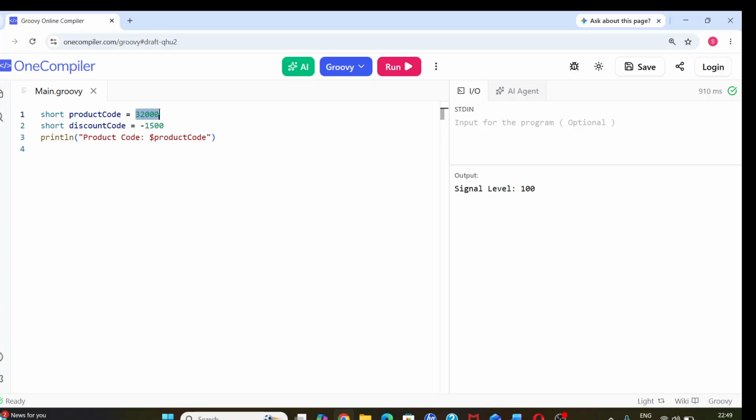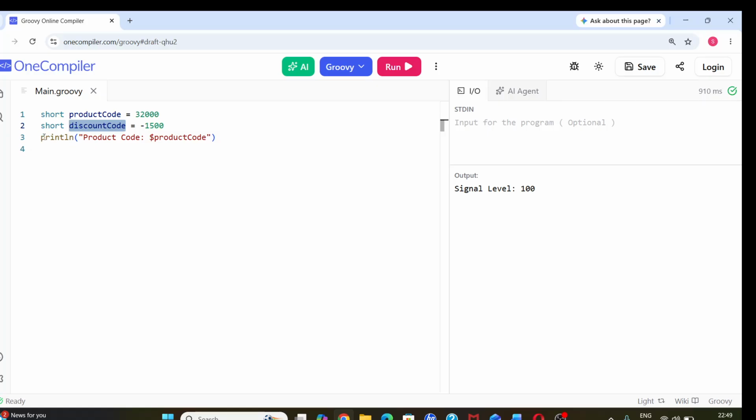Since 32,000 is within the valid range of a short, this assignment works correctly. Then we have short discountCode is equal to minus 1,500. This creates another short variable called discountCode and stores the value minus 1,500. Negative values are also allowed in the short range, so this is valid.